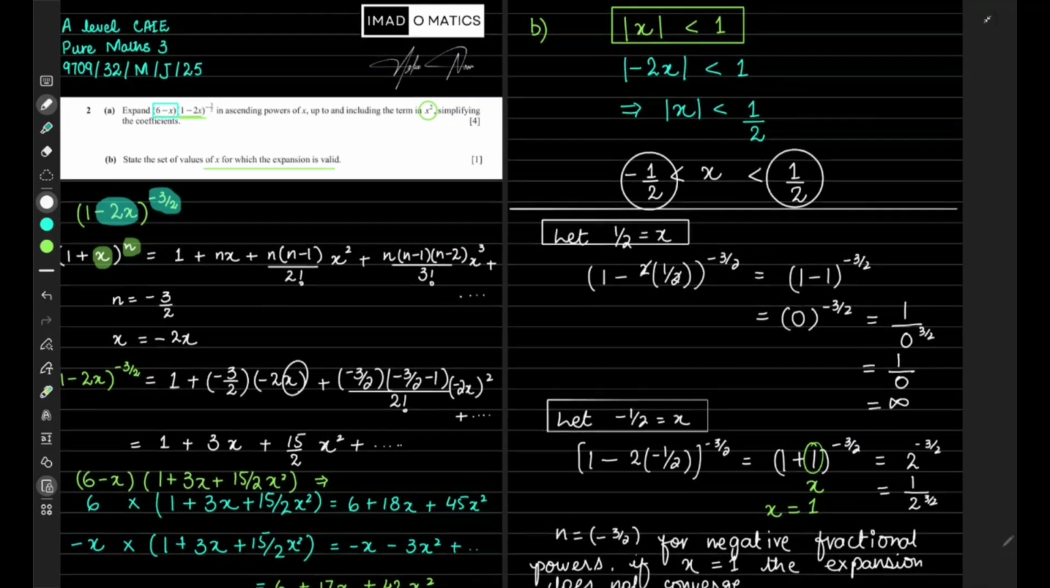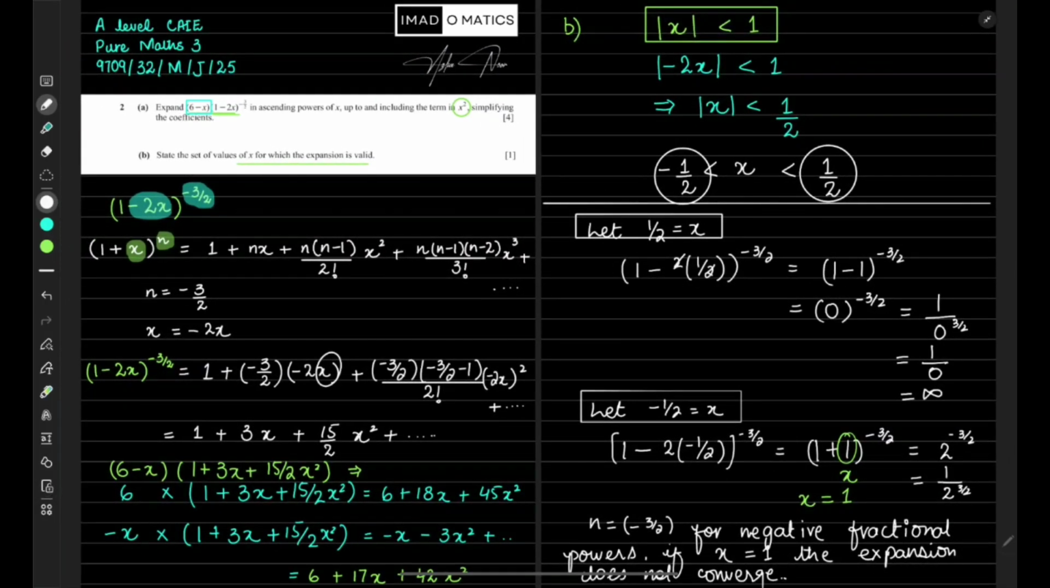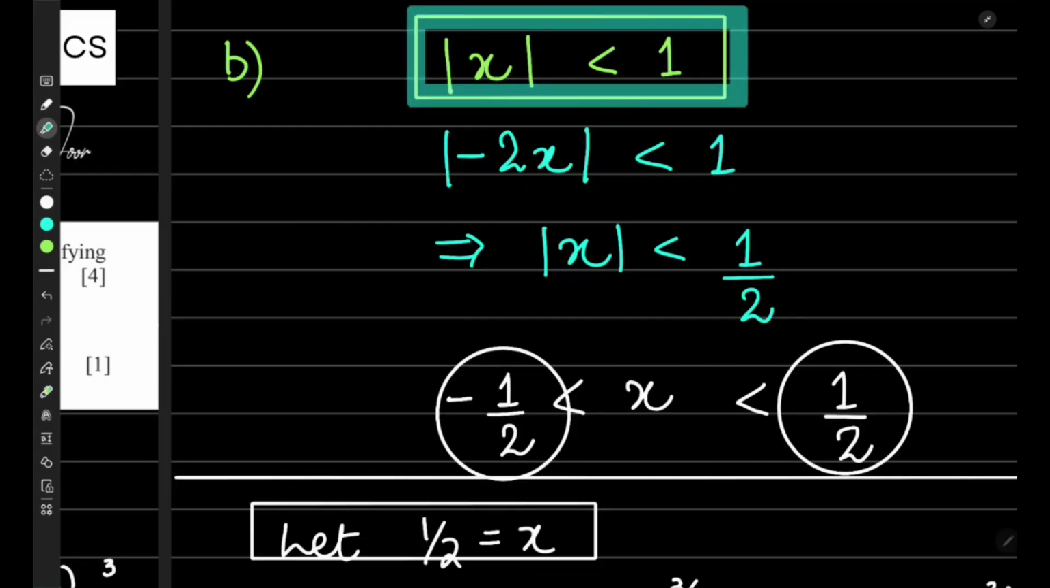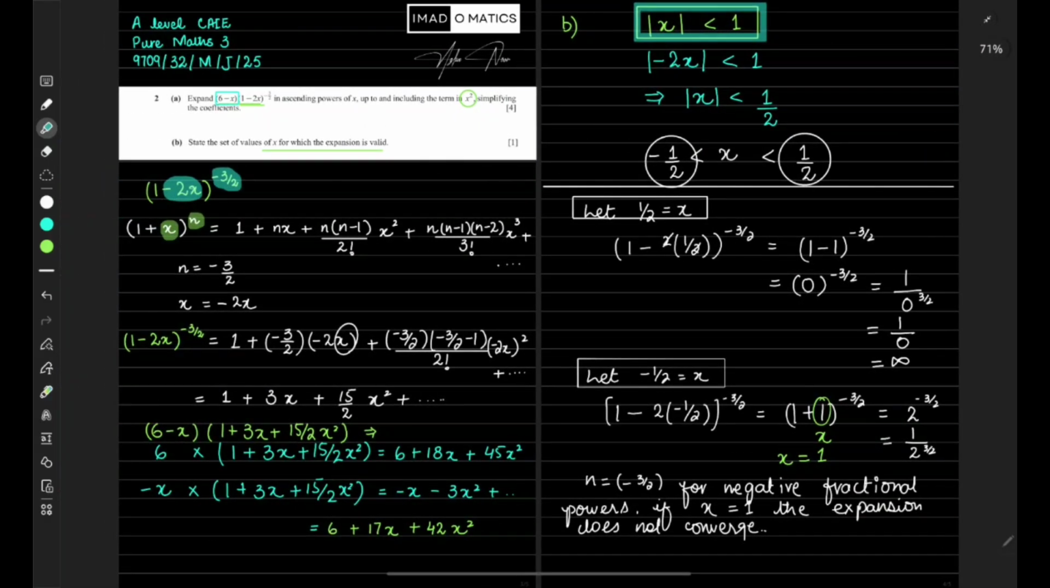The main thing was that you should know that your expansion is only valid for modulus x less than 1. What is x? x is whatever is in place of your x, meaning 1 plus anything, that expression is your x, and that must be less than 1. So when that is less than 1, that means your x is less than 1 over 2 in this specific question. I hope you understand this. That's all about question number 2.